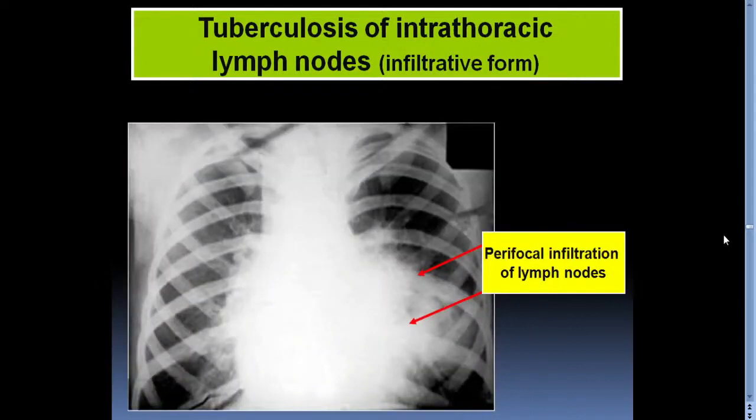On X-ray, in infiltrative form of tuberculosis of intrathoracic lymph nodes, we can see increase of lung root without clear borders. This is perifocal infiltration of lymph nodes. Process spreads from lymph node to lung tissue around it.